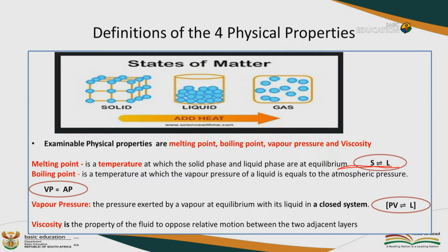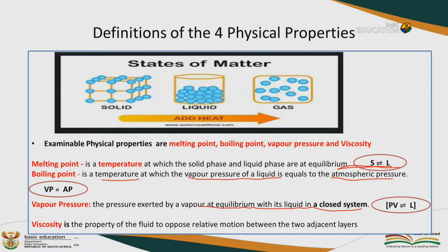Now, what is boiling point? Boiling point is a temperature at which the vapor pressure of the liquid is equal to the atmospheric pressure. So VP equals AP, as I've simplified it for you. The third definition is the definition of vapor pressure, which we are saying is the pressure exerted by vapor at equilibrium with its liquid in a closed system.